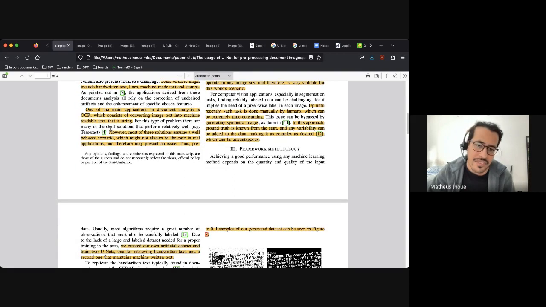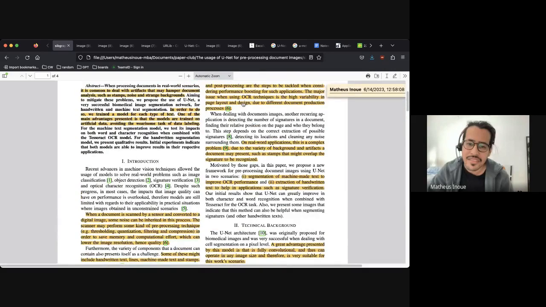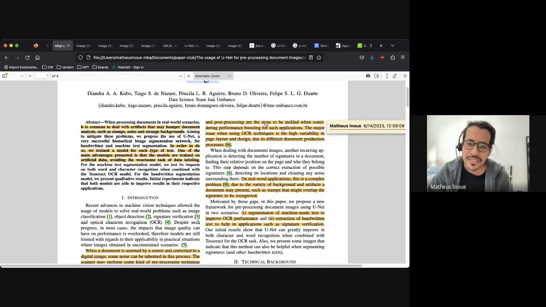Okay, but they say that most of the solutions assume a well-behaved scenario, which may not be true for most real case applications, and therefore it may be an issue, right? You have these noisy images. And thus, they talk here about pre- and post-processing steps that really need to be considered to improve the results of the operations, right?